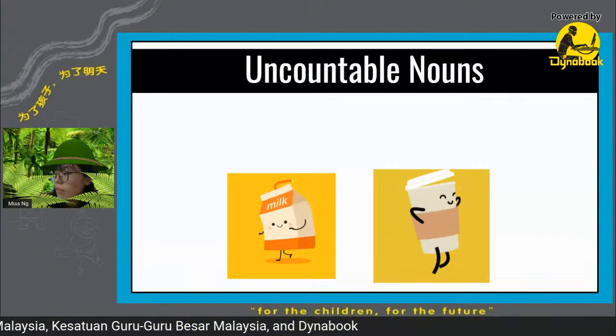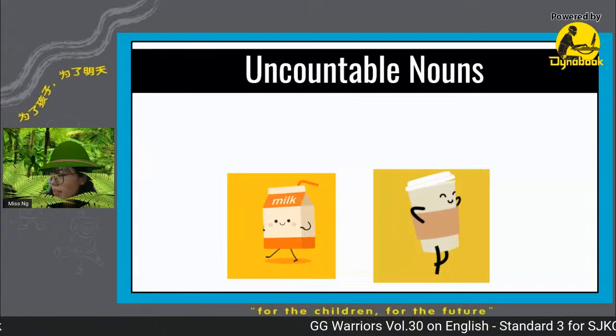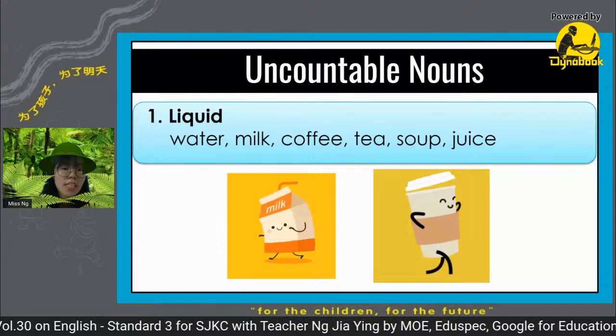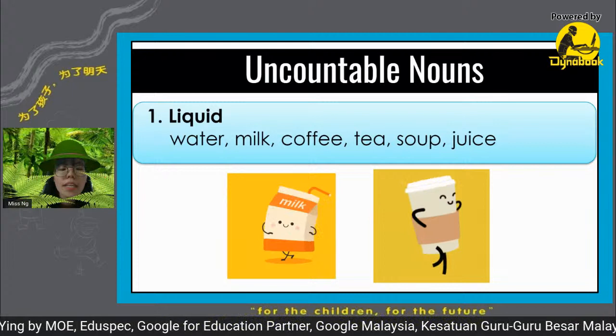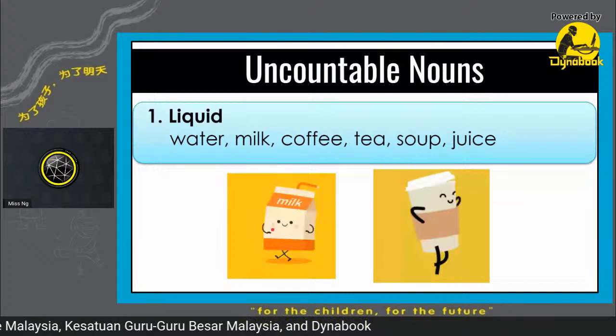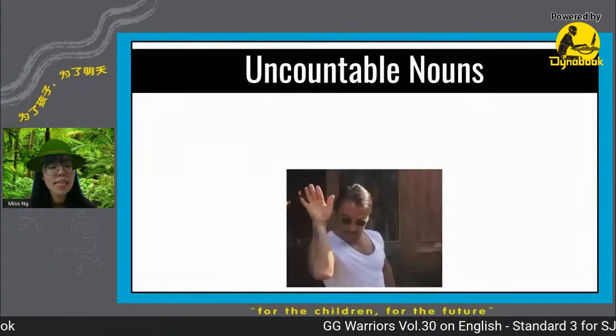So, as you can see, liquid, 液体, so all these, we can't count them, like water, milk, coffee, tea, soup, and also juice. We cannot count them, okay? They are liquid. 那么液体的东西呢，我们是不能算的, okay? So now, let's look into the next one.